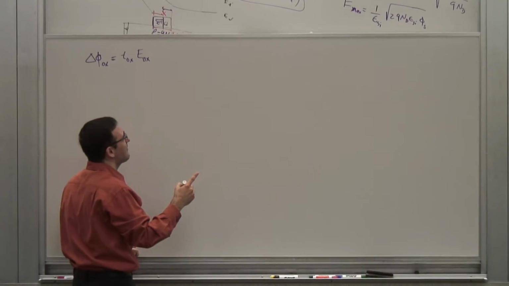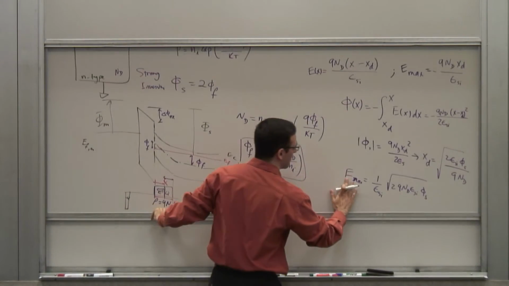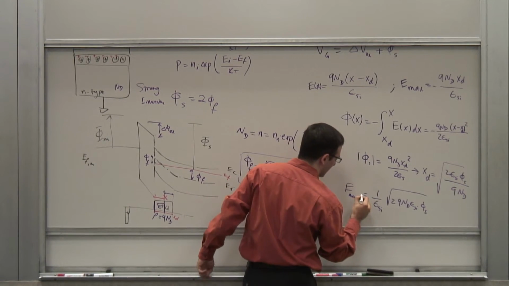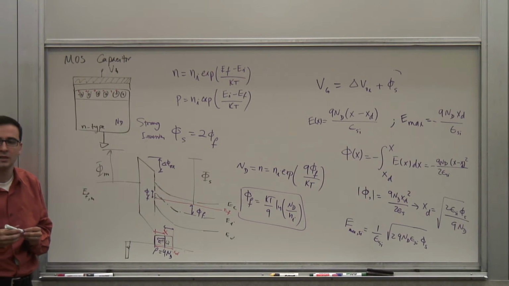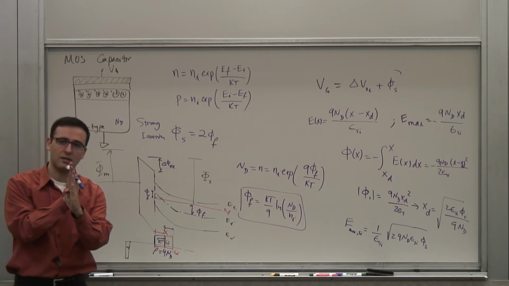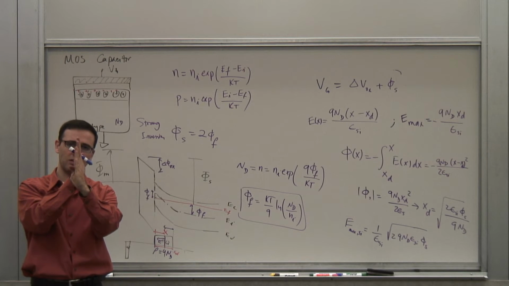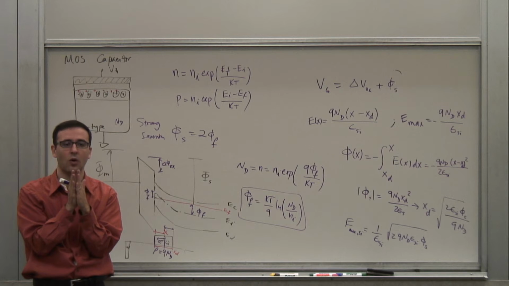But is it the same as Emax, the maximum electric field here that I calculated? So let's call this Emax silicon. Is it the same? I'm talking about the electric field inside the semiconductor at the surface, on the semiconductor side and on the oxide side. Are they the same? No.